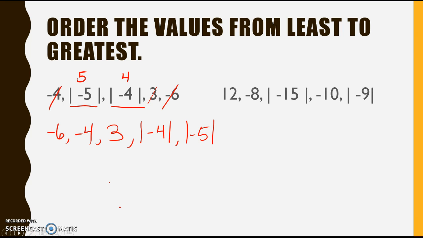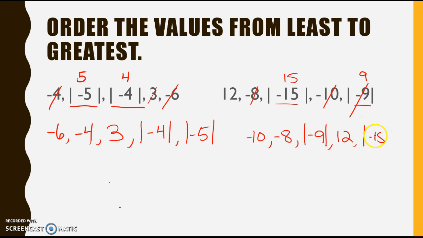Our second problem, I'm going to do the exact same process. The absolute value of -15 is 15. The absolute value of -9 is 9. So then this order would start with -10. And I like to cross off my numbers as I do this. -8. Make sure I don't forget any. Then we have the absolute value of -9. Then we have 12. And lastly, the absolute value of -15. And we have used all of our numbers.